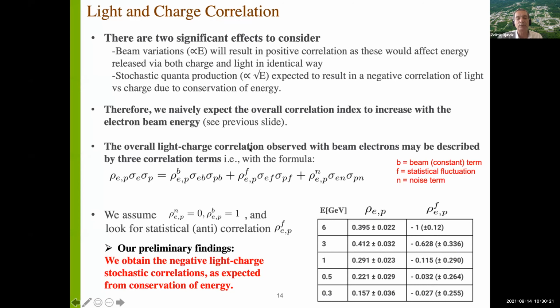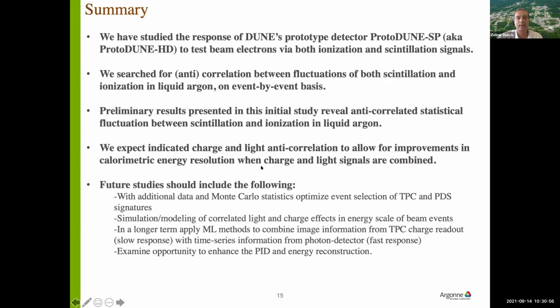And we use that opportunity to study how these stochastic correlations would now be extracted. And so you can see that from the overall correlation term from 2D measurement, we extract negative stochastic correlation, which is also called anti-correlation, as you know, in these experiments. And this is our first preliminary result that we need to further study. But our preliminary findings are that we obtain negative light and charge stochastic correlations as expected from the conservation of energy. And so this will be my summary slide.